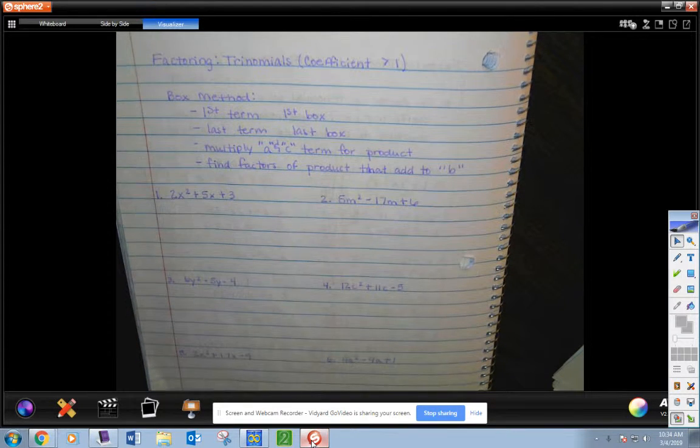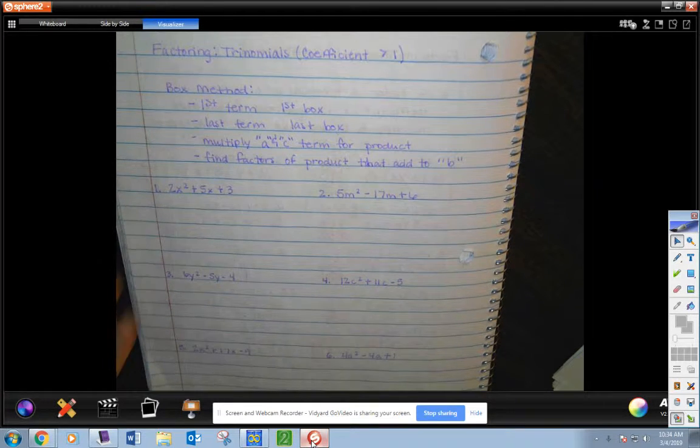I'm going to make this a 2 video, so this will be the first video, and then we have some more examples that we'll do on the next page for the second video. Okay, when you're factoring trinomials with a coefficient greater than 1, we use a method called the box method. Now, there are several methods to learn this, but this is the one that we have found seems to be the easiest. So it'll take some practice to get used to, but just try it and see how it goes. Okay, so the box method.